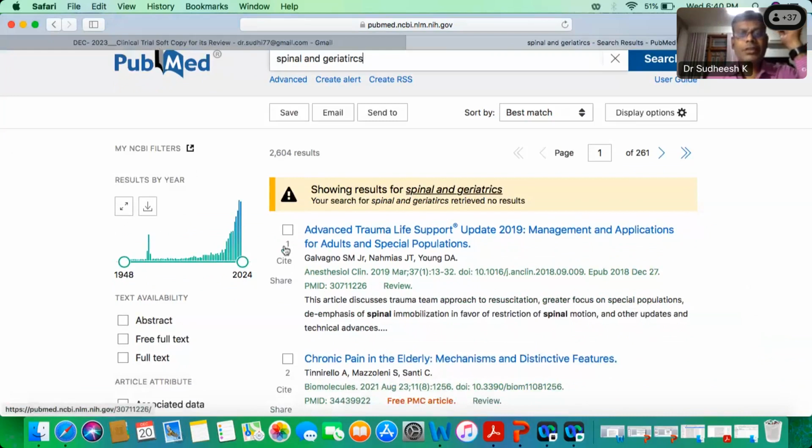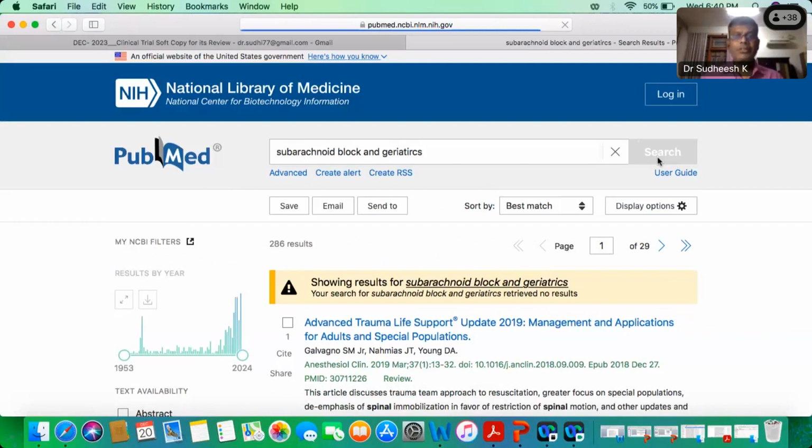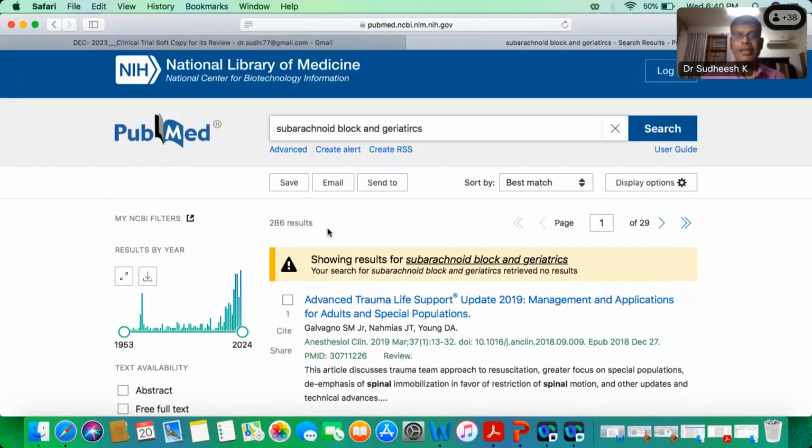So what I would like to do now is change it: instead of mentioning spinal, I use some equivalent word. Let us say subarachnoid block and geriatrics. Now I search. Immediately, your search results went from 2000-something to 286 results. So it includes all the articles which have the word subarachnoid block and also the word geriatric. So that way I got 286 results.